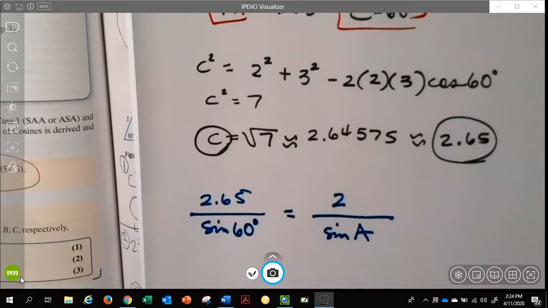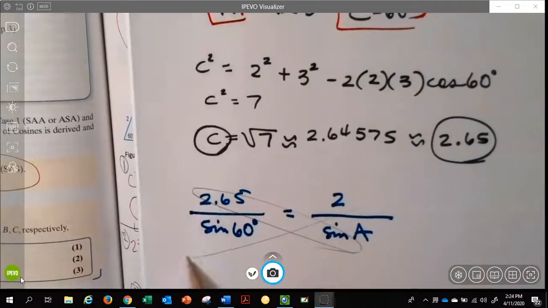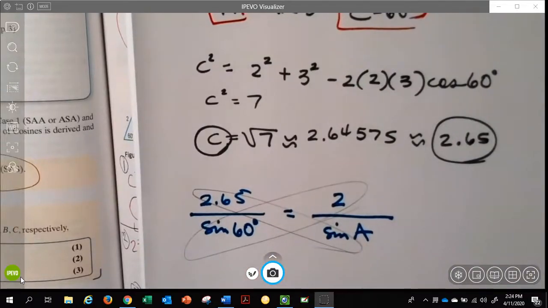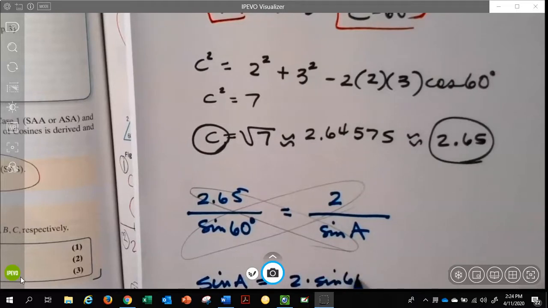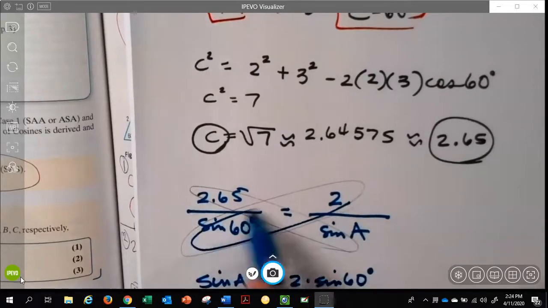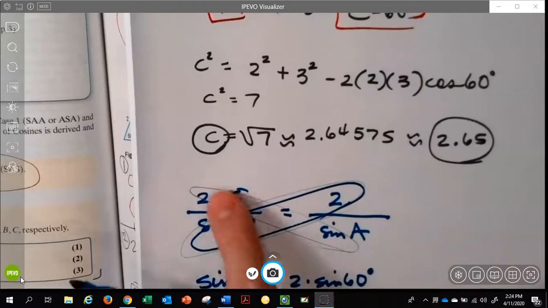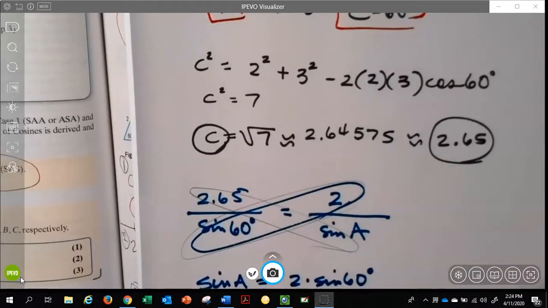So my brain, and I've got a lot of colors going here, I bought dark markers for y'all so you could see. And so here's what I'm going to do. My sine of my angle is worth 2 times the sine of 60. It's worth these two multiplied together. And I really should multiply these together, but I'm so lazy, I'm just going to go ahead and say I'll eventually divide by it.